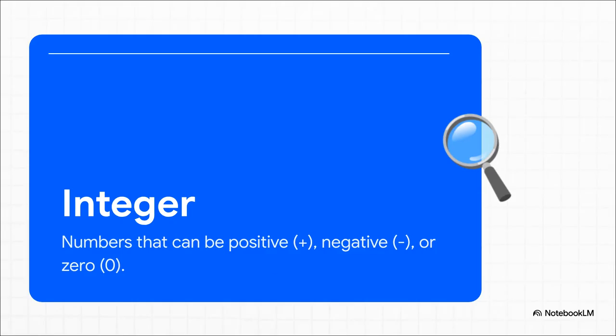Okay, quick refresher, just so we're all on the same page. We all know what an integer is, right? It's just a whole number. It can be positive, negative, or zero. It's simple, it's abstract. But this lesson plan is about to make it anything but abstract.